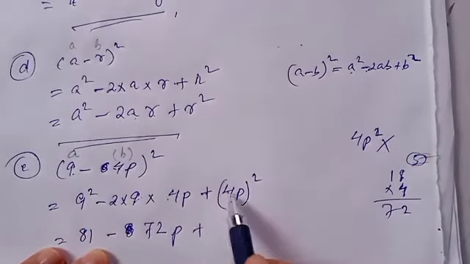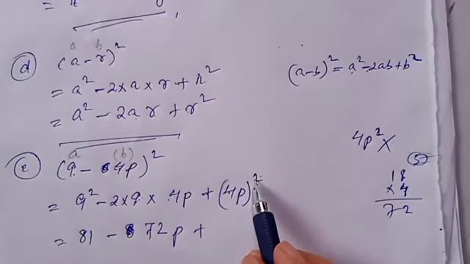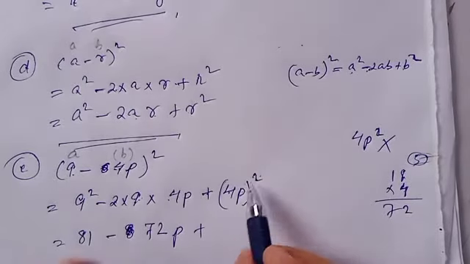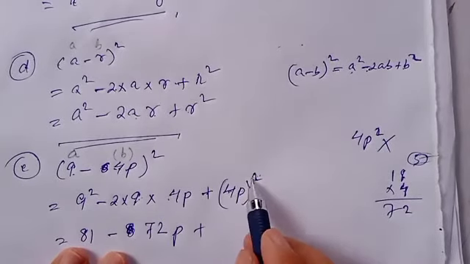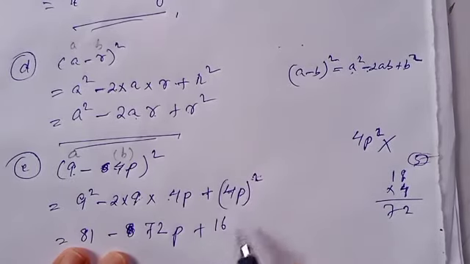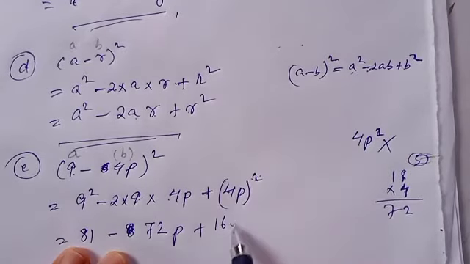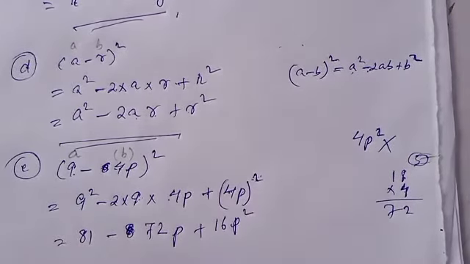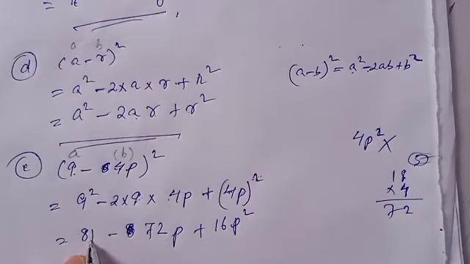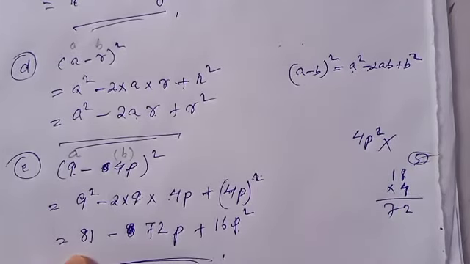Plus, plus (4p) the whole square. 4p the whole square means both 4 and p are squared. 4 also squared, p also squared. So 4 square is 4 into 4, 16, and p square. P into p is p square. Okay, got it. So this is the number, this is p square, it has no like terms. This will be the answer.